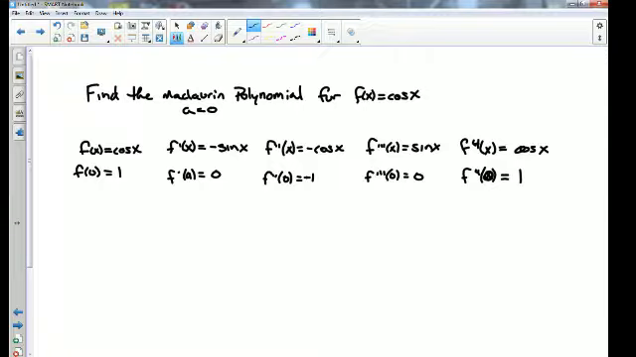Okay, so what's our polynomial centered at 0?